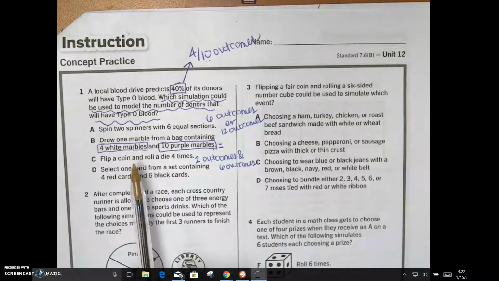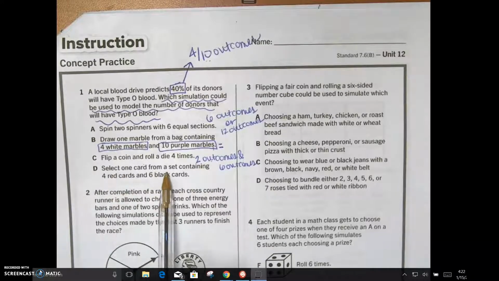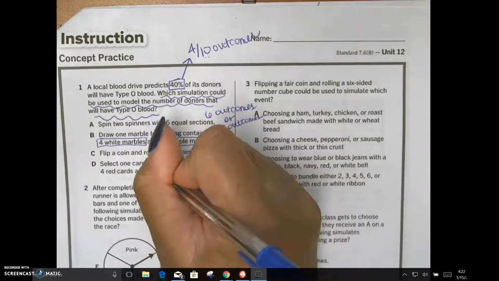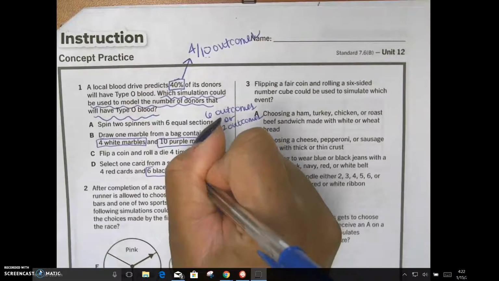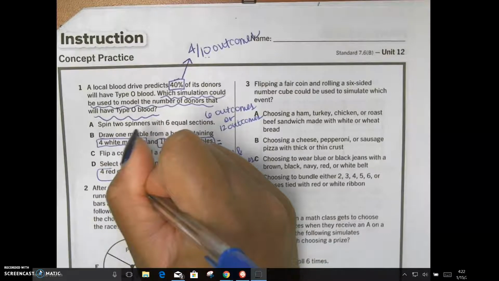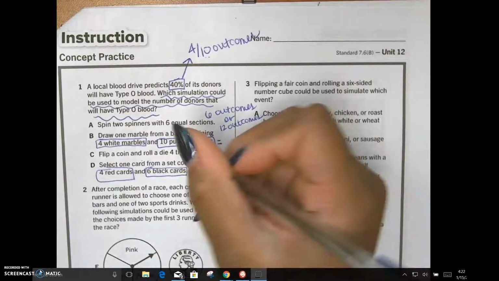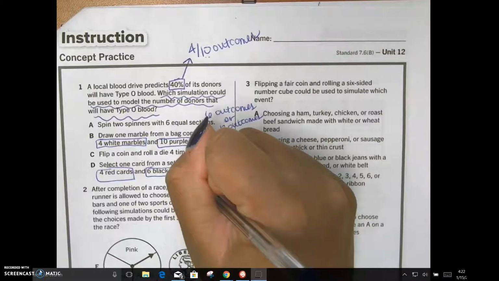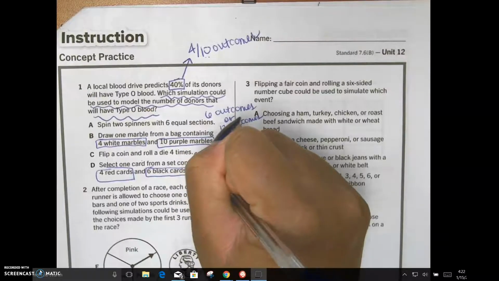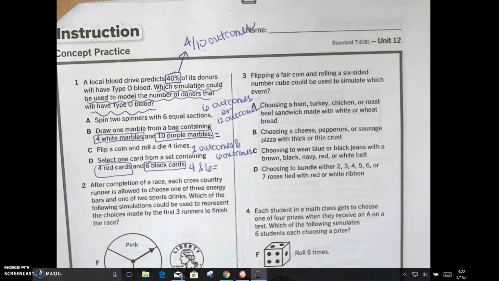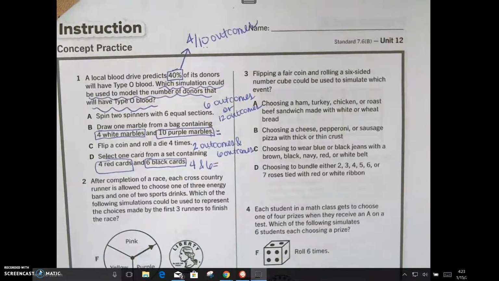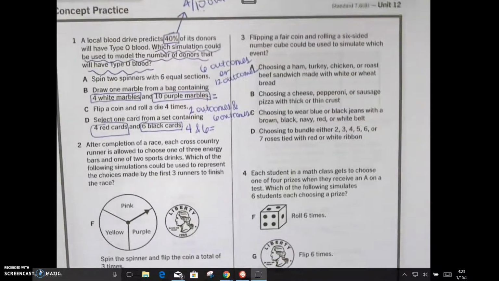And then here, it says select 1 card from a set containing 4 red cards and 6 black cards. So I need to add these up and see if I get an outcome of 10 possible, with 4 of them potentially being type O blood. 4 and 6 equals what? So make sure to write that down. Once you write that down, you'll get an answer.